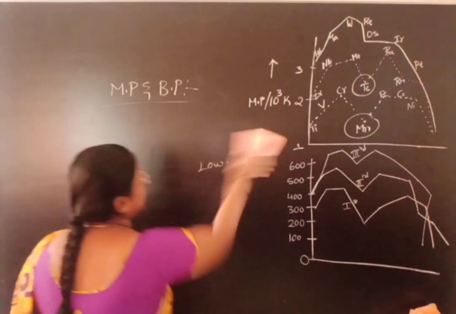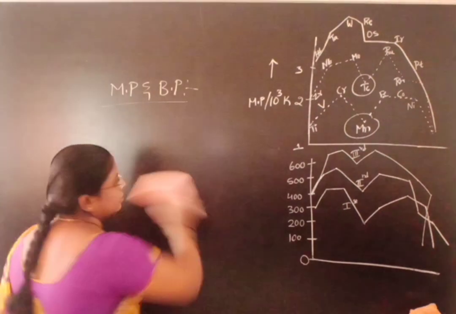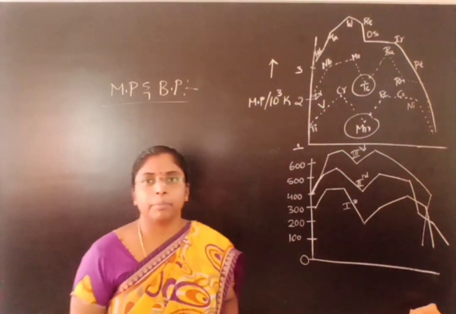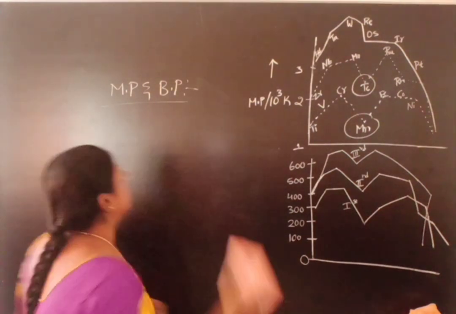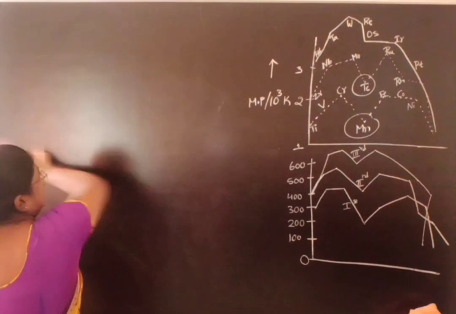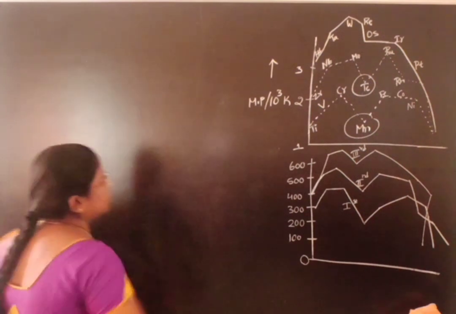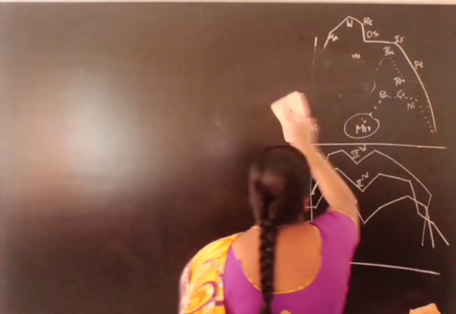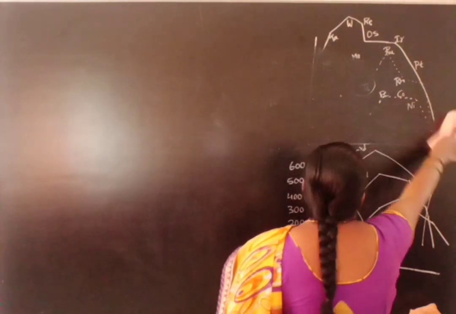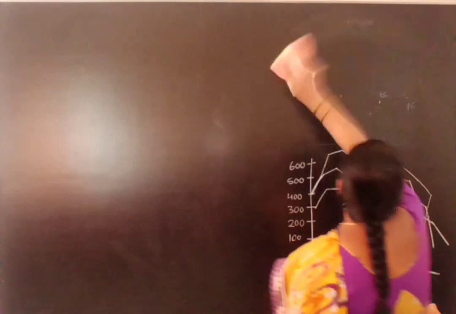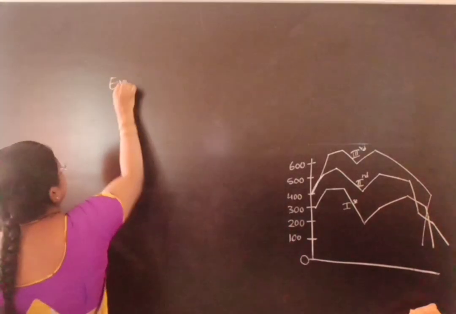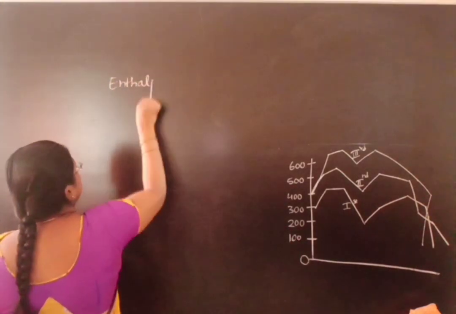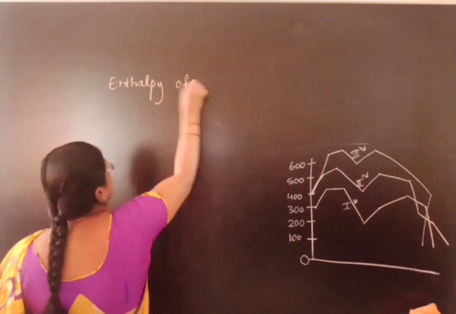The melting point and boiling point depend on the element containing unpaired electrons. If it does not contain unpaired electrons, then its melting point and boiling point will be low. After melting point and boiling point, next comes the enthalpy of atomization.